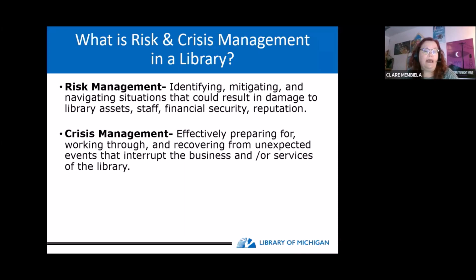So if risk management is about the identifying and the before of a disaster or a crisis, then crisis management is about the during the crisis, and about the aftermath of the crisis. How do you actually handle the crisis, and what do you tangibly do to prepare for a crisis, right? So we're going to be talking about both of these.